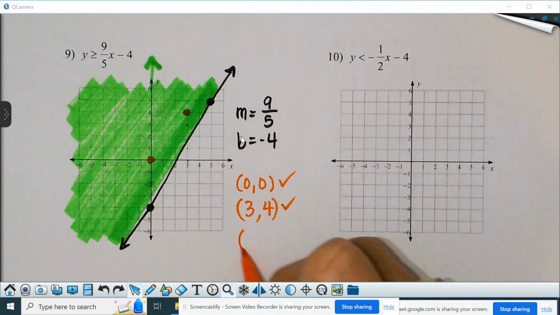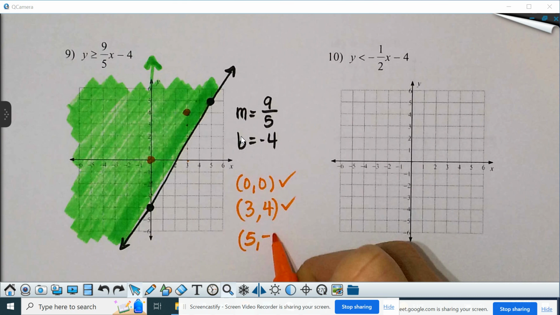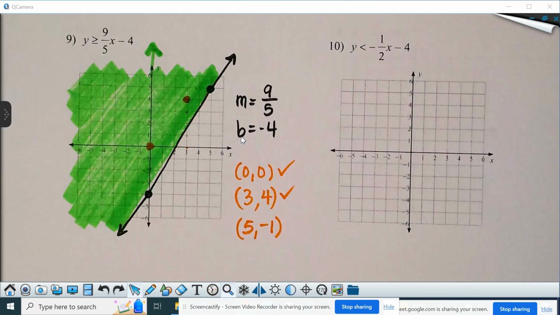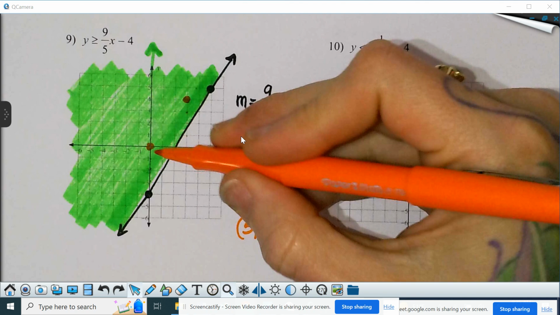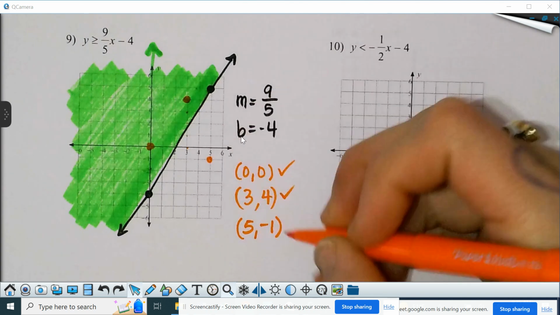Is (5, -1) a solution to this inequality? I'm going to give you an easy one. So remember, your first number, you're going right, left. Second number, you're going up, down. So we're going to go 5, negative 1. Yep. Not in the shaded area, so no good.